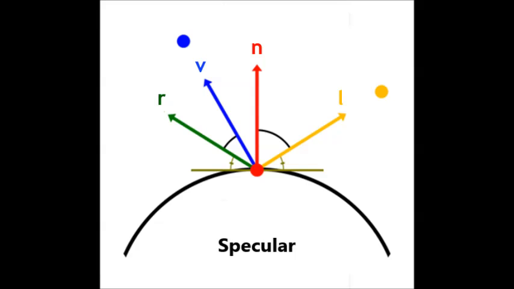Specular light causes a bright spot to appear on the surface of the object, depending upon the viewer's position and the angle that you're looking at the object. Almost like a shiny spot.